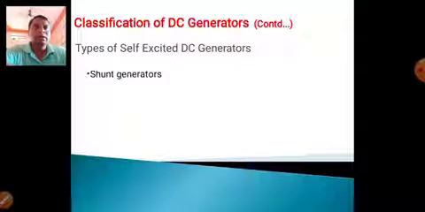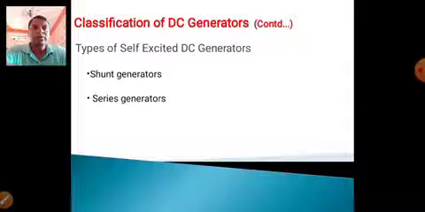Right? One is the shunt generator. Shunt generator means the armature winding is connected in parallel to the field winding. That is why it is called a shunt generator. Next, series generator. In a series generator, the armature winding is connected in series with the field winding.